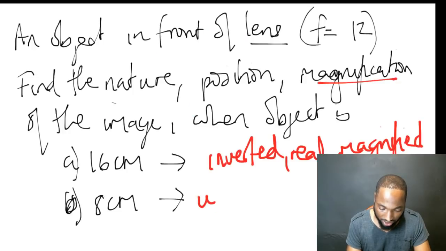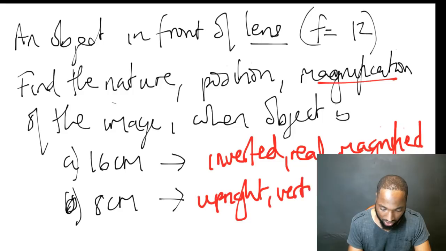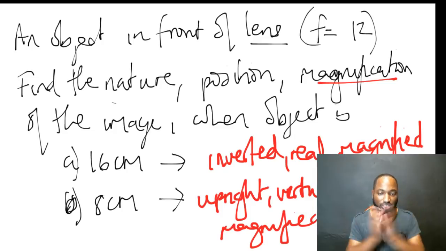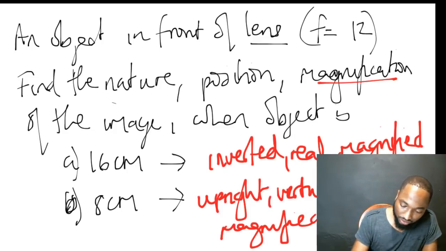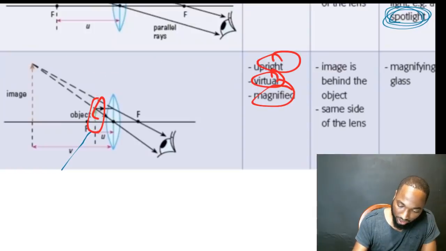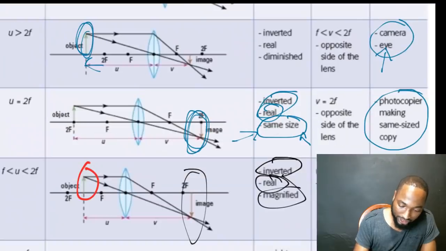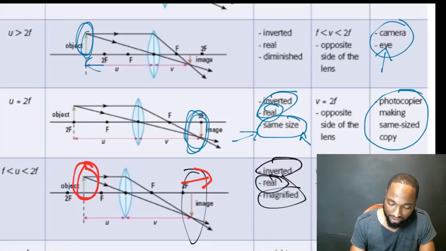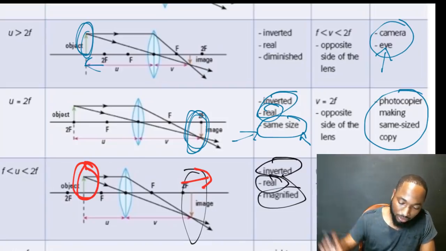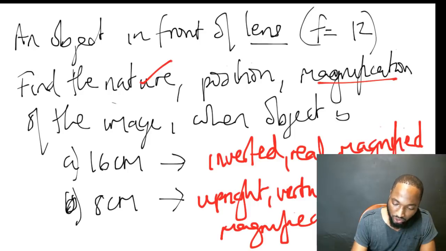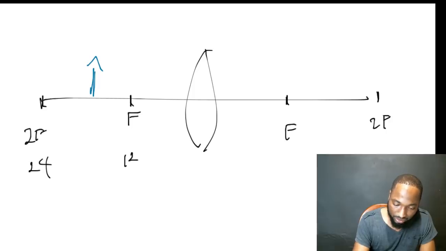Right, but that's just half of the question. I write in virtual there and magnified. The hard part in the question now is working out the magnification. So we got the nature, we didn't really state the position. The position for this one, when it's in front of the focal point, the image is behind the object. The position for when it's here, the image is past 2F on the opposite side of the lens. Right? But let me show you the calculation to work out the magnification in case that comes. Let's insert this paper.